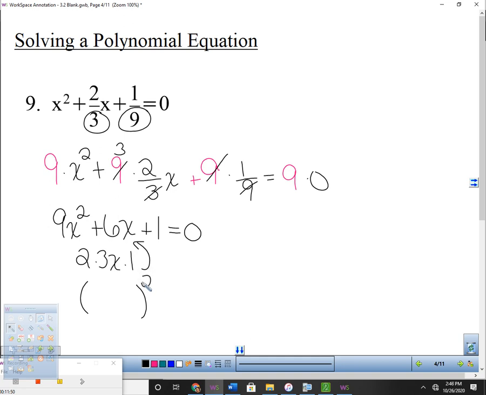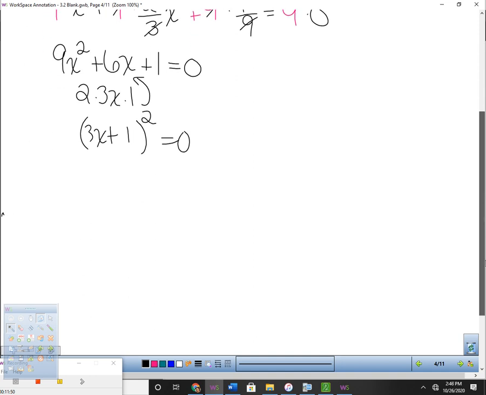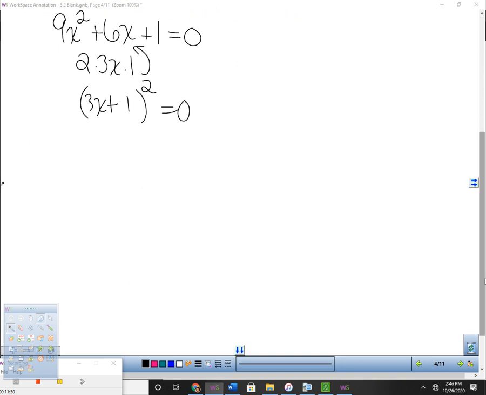So I know I'm going to get 2 of the same. So I'm just going to go ahead and put something squared, right? What was the sign going to be in my 2 sets? A plus. The square root of the 9x squared is 3x, and the square root of 1 is 1. All right? Now, my job is to solve for x. See how I don't have an x squared and an x anymore? So how do I solve for x?